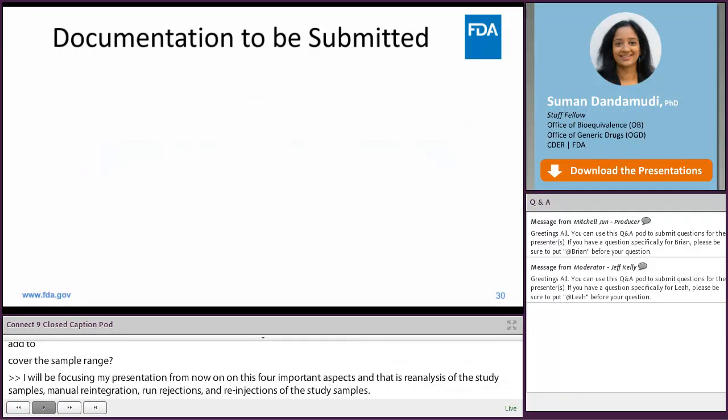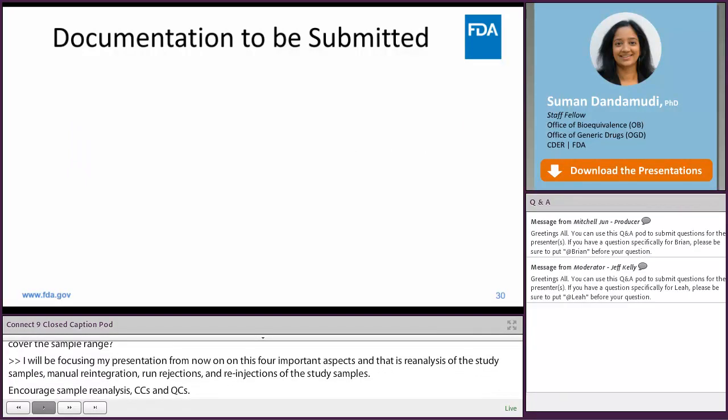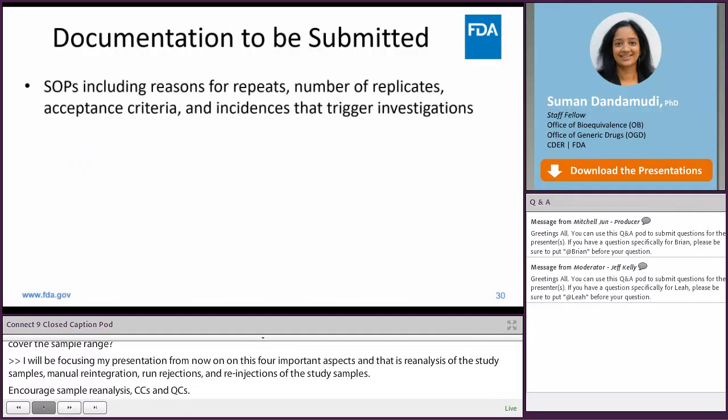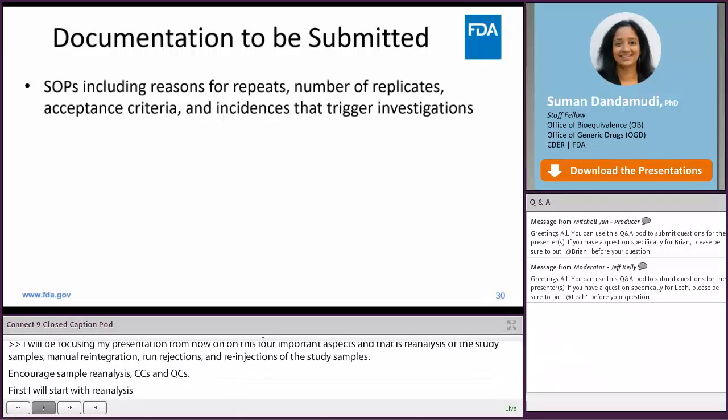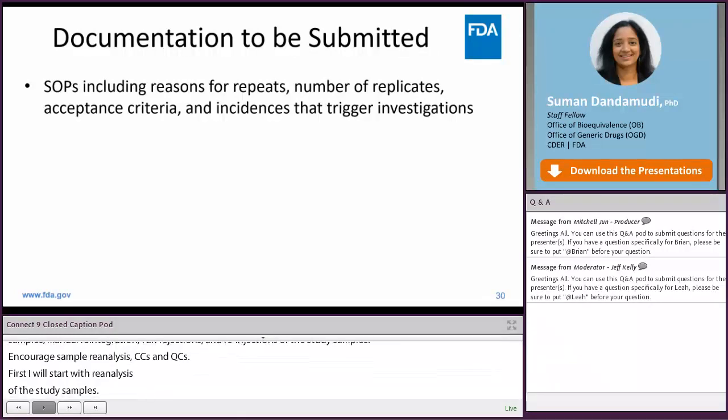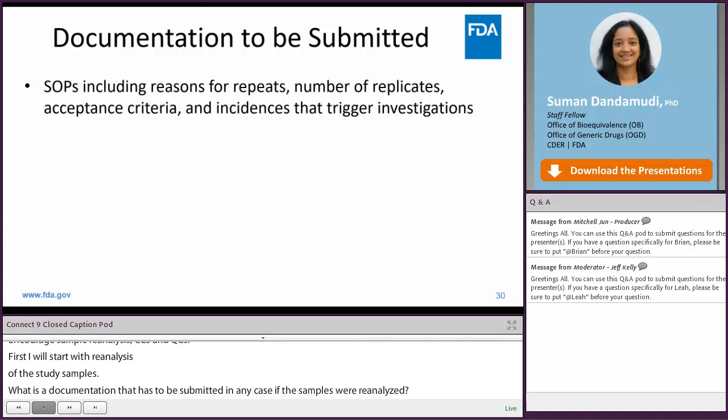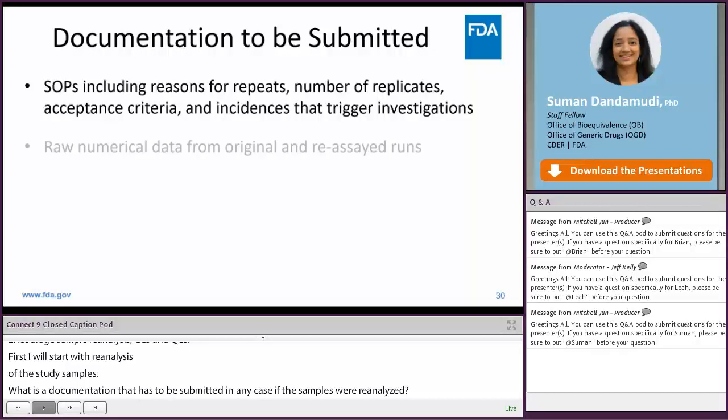What is the documentation that has to be submitted if the samples were reanalyzed? So there should be an SOP, and that SOP should include the reason for the repeats, how many times these will be repeated, what the acceptance criteria for the final value are, and if an investigation is needed, what the instances are that trigger these investigations.